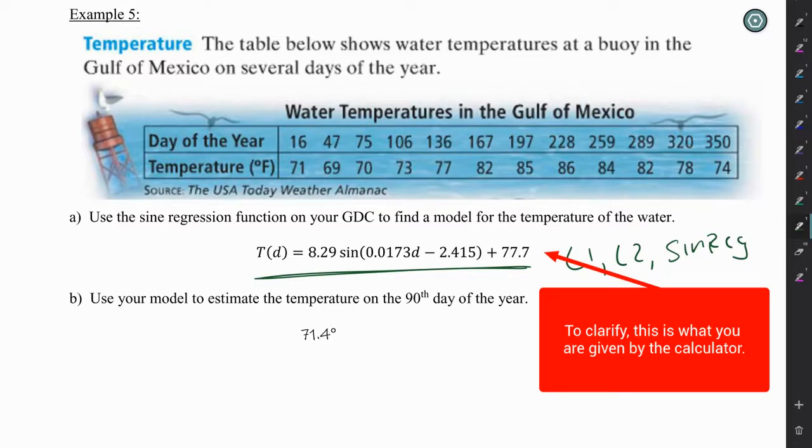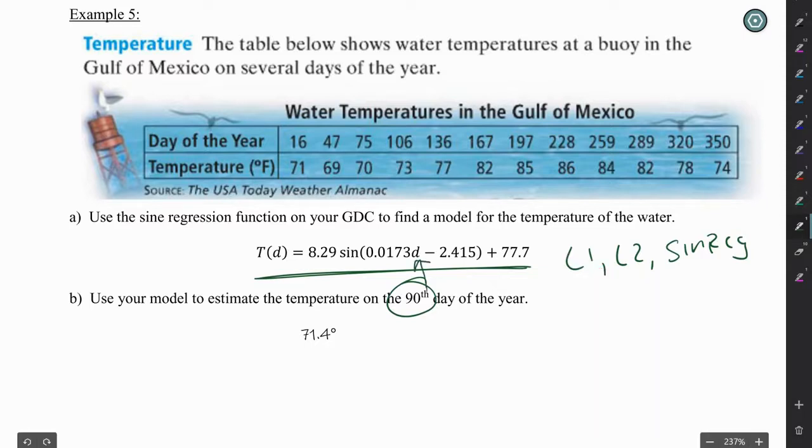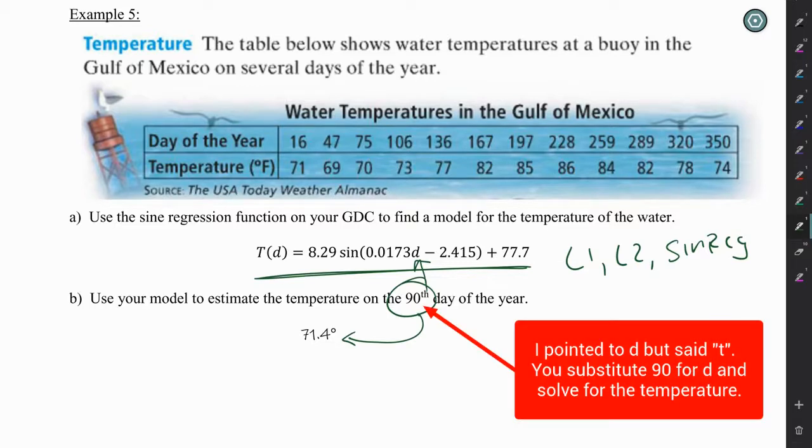And then use your model to estimate the temperature on the 90th day of the year. So then we just take 90, substitute it in for T, and you should get out 71.4 degrees. I encourage you to do this on your own in your calculator and compare your answers to what we got.